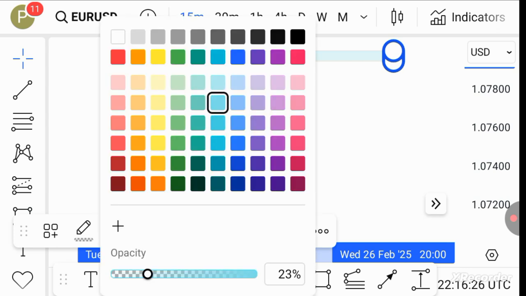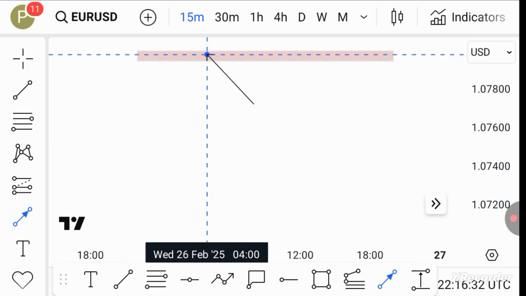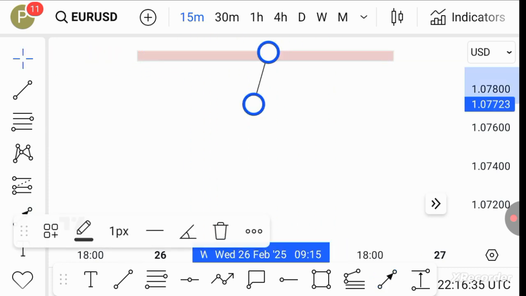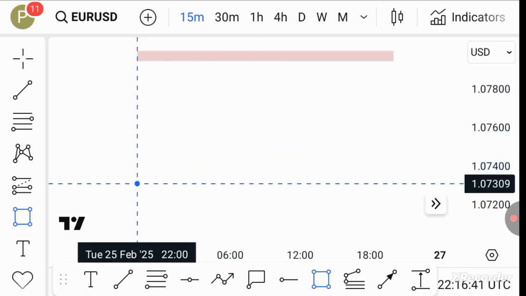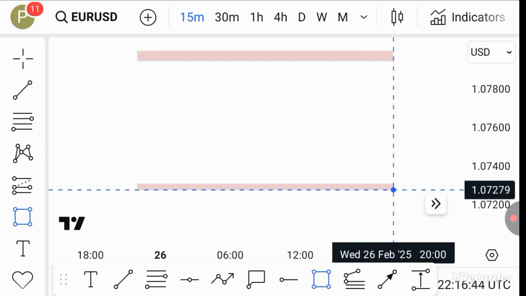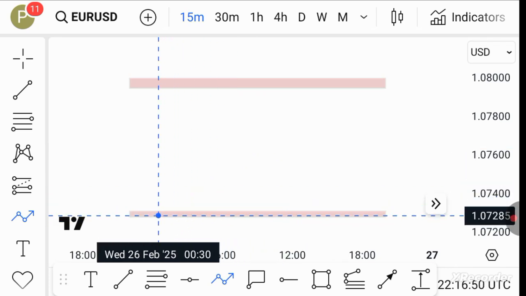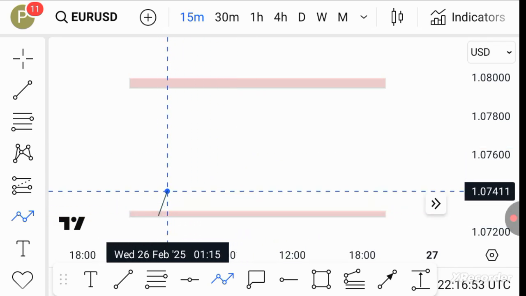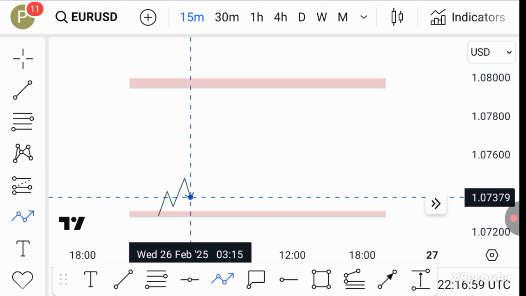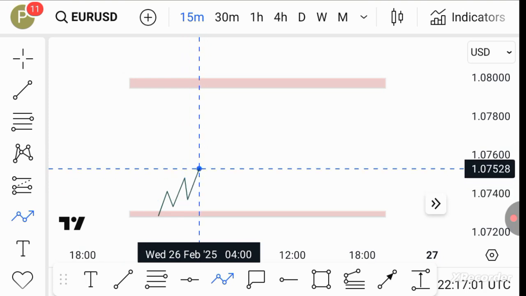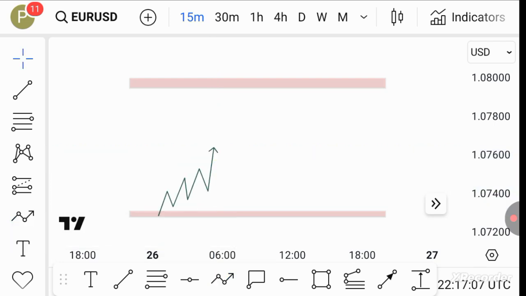So for example, we have a resistance high like this. Let's classify this high as our resistance, okay? And then let's classify this point here as our support. And then usually we know price moves in this direction. Price moves in higher high, higher low, higher high, higher low, and so on and so forth. Okay, this is how price moves in the Forex market.